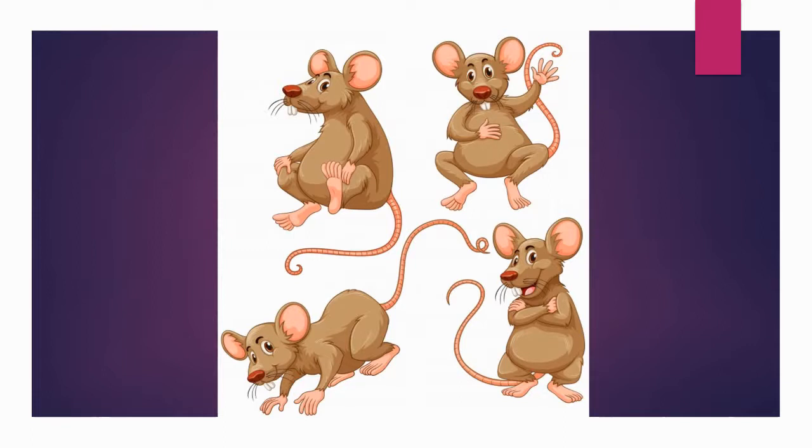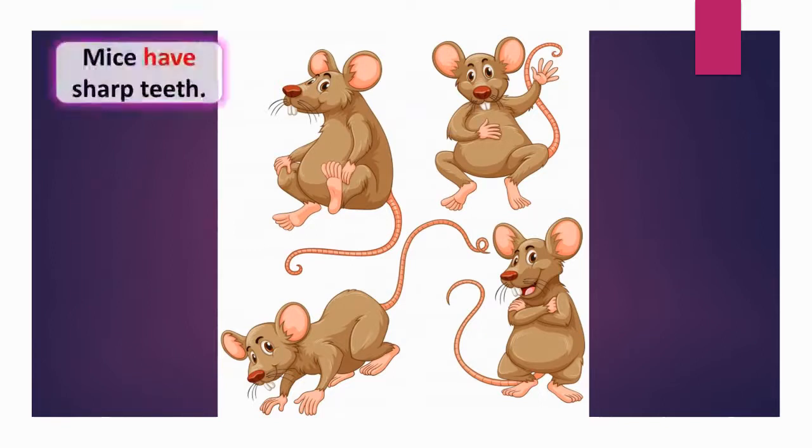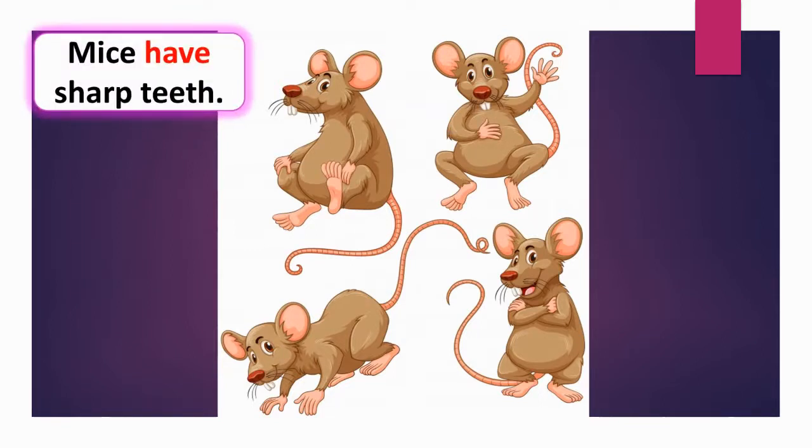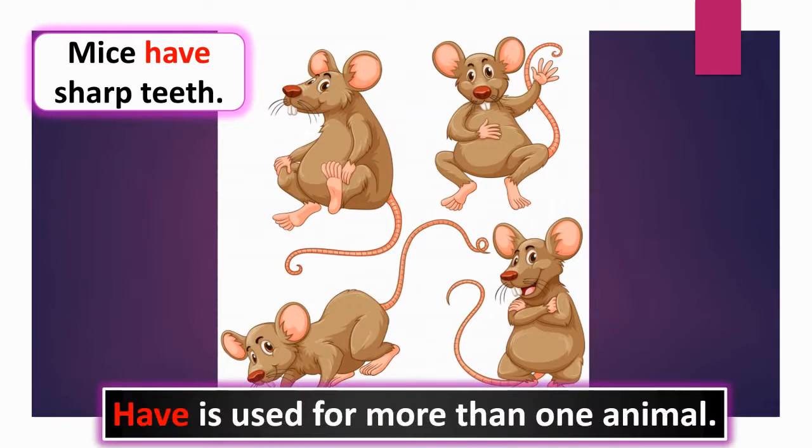Now children, you all know that mice have sharp teeth. Yes or no? You can see mice have sharp teeth. Now here mice is a plural form of noun. That's why we have used have. Okay. So have is used for more than one animal.